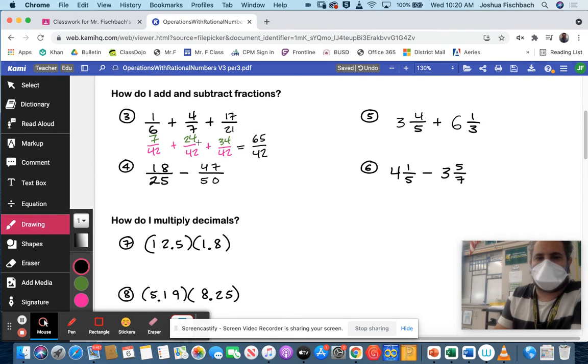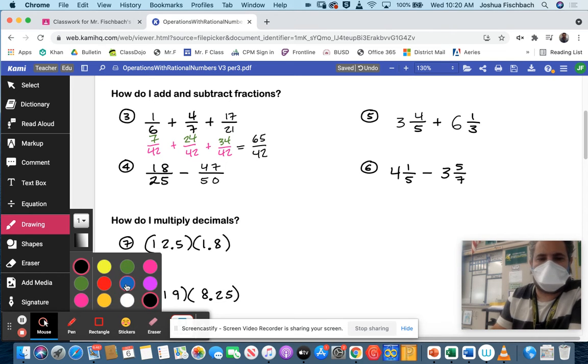Let me just double check that. 20 plus 30 is 50. 4 and 4 is 8. 8 and 7 is 15. So we're looking at 15 plus 50, which is 65. Yep, that works. Then we're going to ask ourselves, how many times does 42 go into 65?